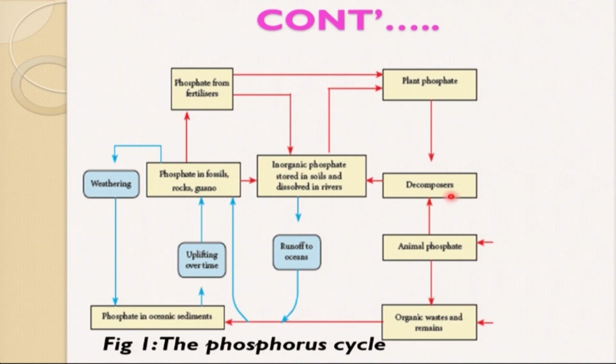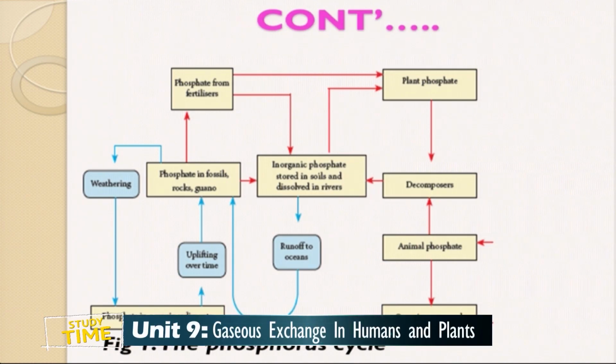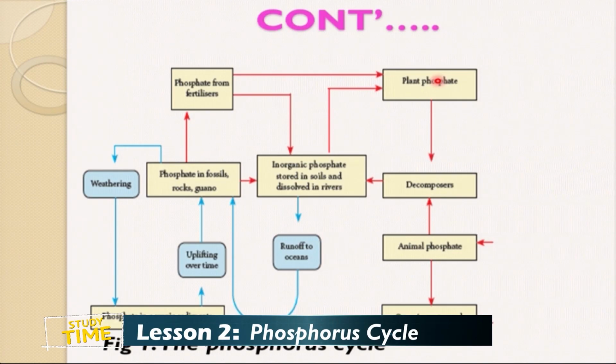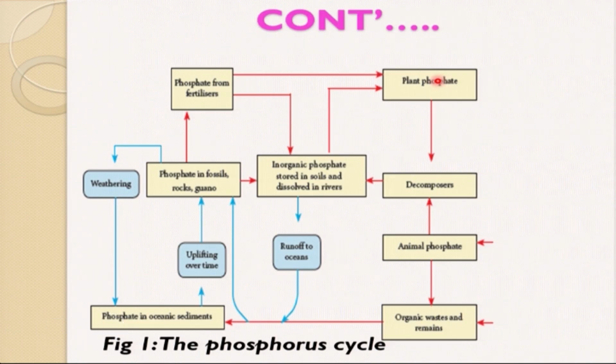This is decomposition. Another process is called absorption. Decomposition, we start from here. Organic wastes and remains can also be released in oceans, and can also be taken back into the atmosphere. Then we have absorption, where the plants absorb phosphates. Not only plants, even animals: they eat plants, and the plants contain phosphorus, which keeps saturating in animals and even in the atmosphere over the years.